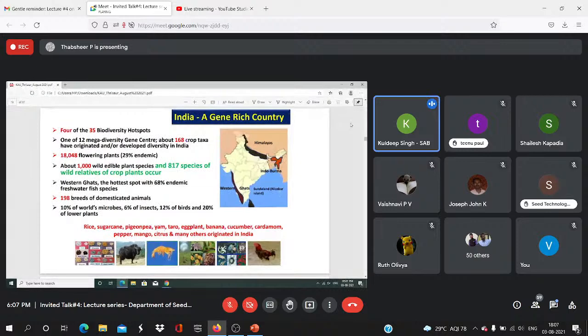You have Dr. Joseph there, he knows these things much better than anyone else in the country about different biodiversity hotspots. Look at this one. We have a huge diversity. We are a center of origin of dozens of crops, which are important crops for us. We have a huge diversity for animals, for fish, for microbes, everything we have. So this is something which has been bestowed upon us by Mother Nature.